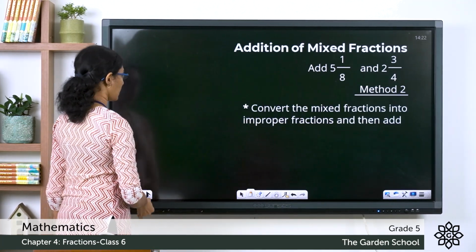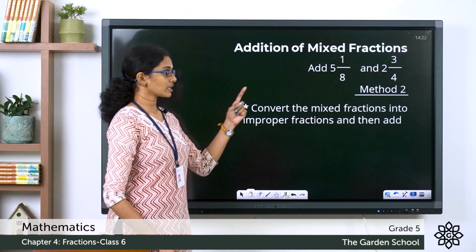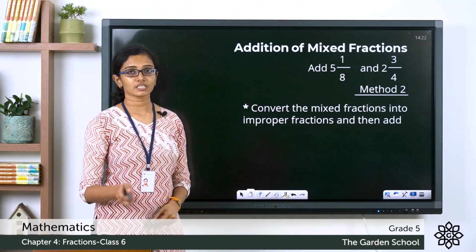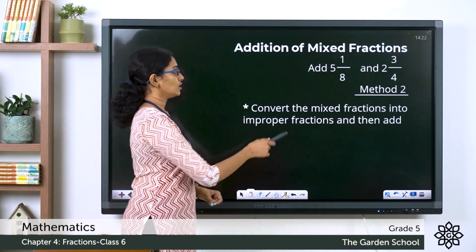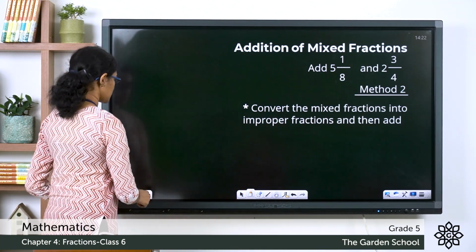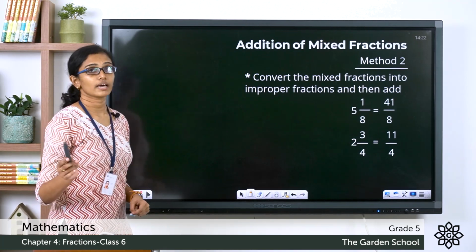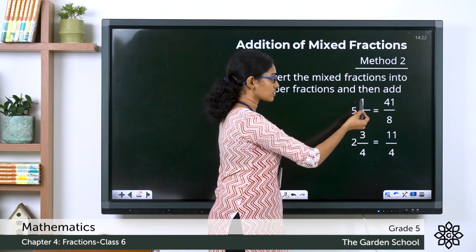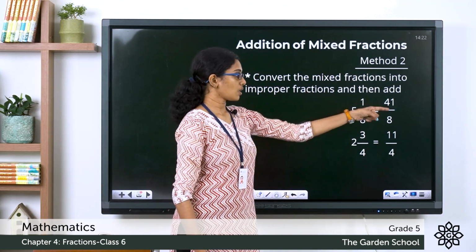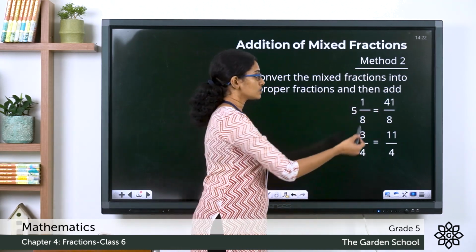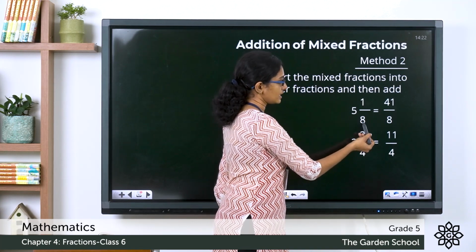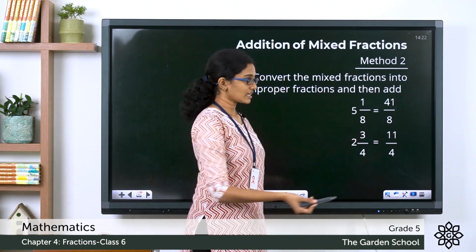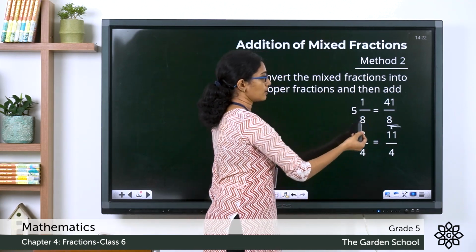Now, that was method 1. In method 2, we can first convert the given mixed fractions to improper fractions and then do the addition. So, let's convert the given mixed fractions to improper fractions. How can you do that? Multiply the denominator and the whole number part, add that product to the numerator, put the number over the same denominator, right? So, doing that, we get 8 into 5, 40, plus 1, 41 by 8. So, that's the improper fraction corresponding to 5 1 by 8.